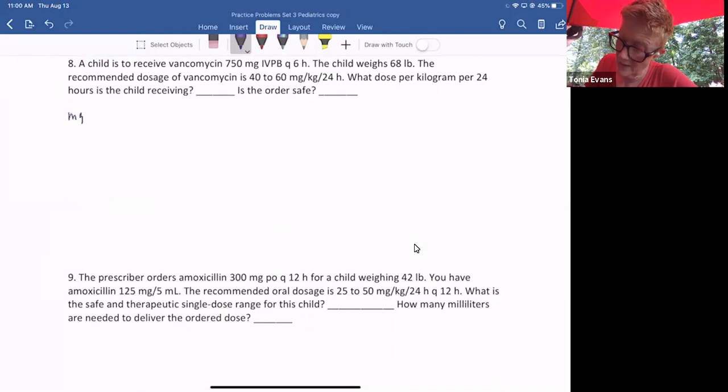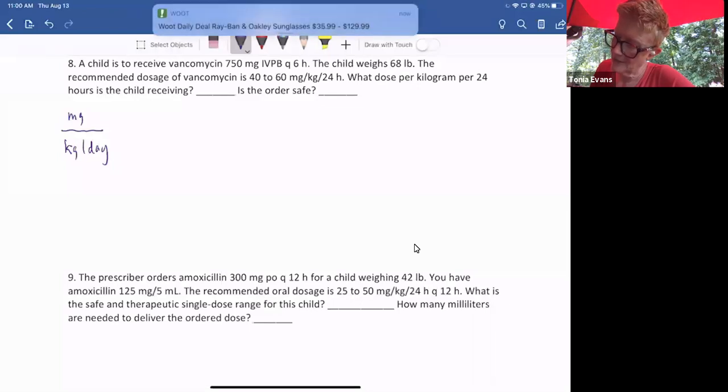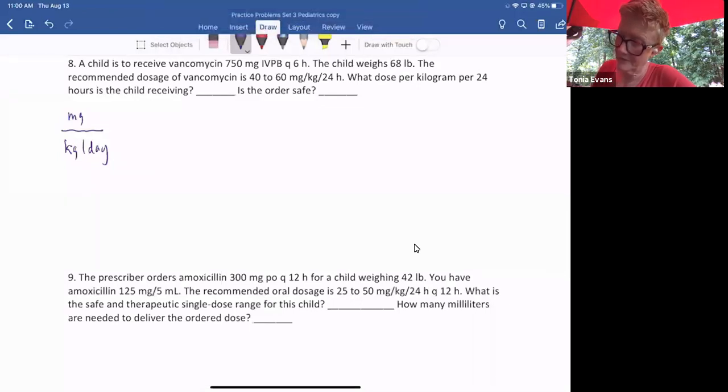So what dose per kilogram per 24 hours is the child receiving? I want to know how many milligrams per kilogram per day this kid is actually receiving. So I'm not looking at the range yet. I want to know about the actual dosing. So our child has 750 milligrams per dose.